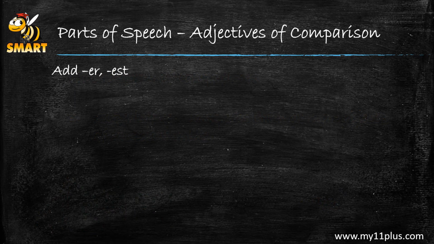So there are some rules for forming the superlative or the comparative forms of the adjective, right? So for most simple one-syllable adjectives, when we want to create the comparative form, we can add er, and to create the superlative form, we would add est to the original adjective or to the positive form of the adjective, right? So let's look at some examples of that.